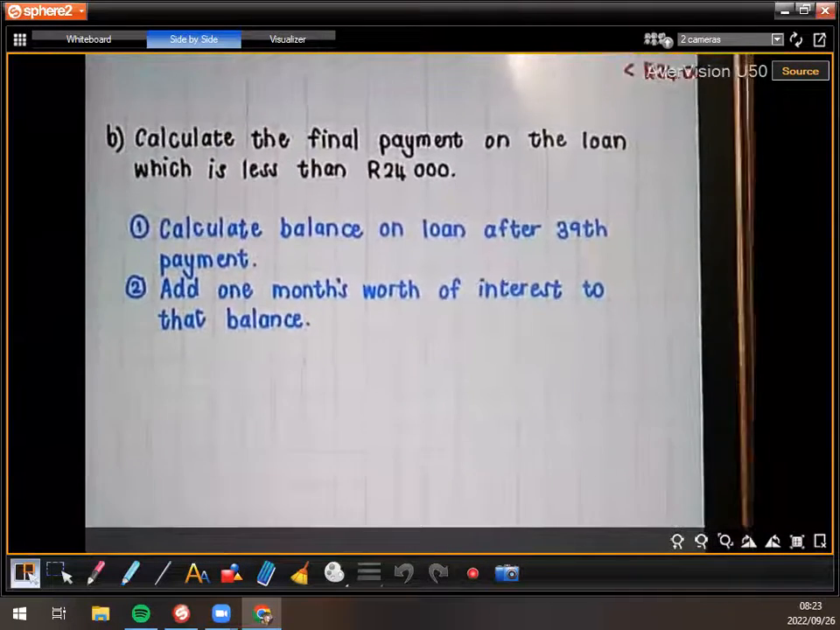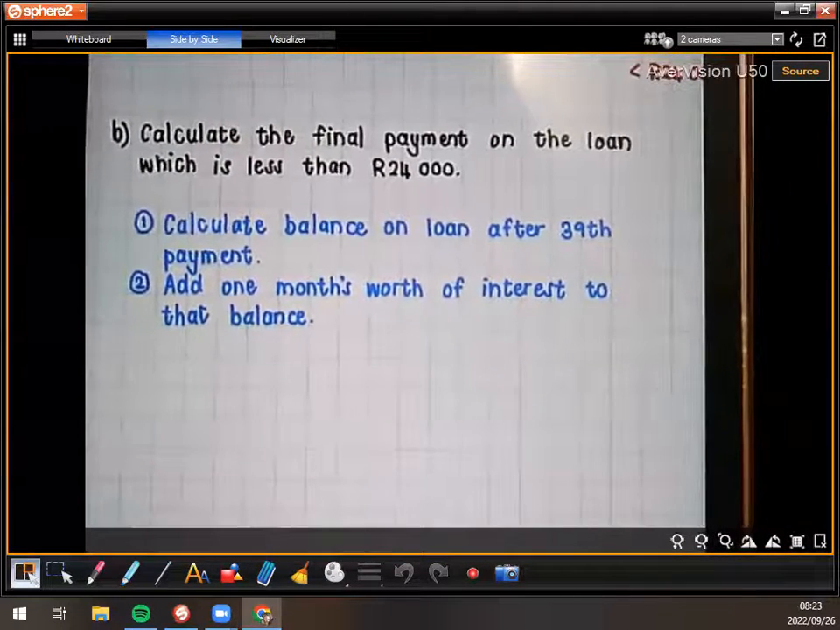And that's basically it, guys. That's all we're gonna have to do. All right, and that is what you're always gonna have to do to find the final payment. Find the balance after the last full payment and then add 1 month worth of interest. Or if it was quarterly, you would add 1 quarter. Whatever the time period, you add just 1 more after.